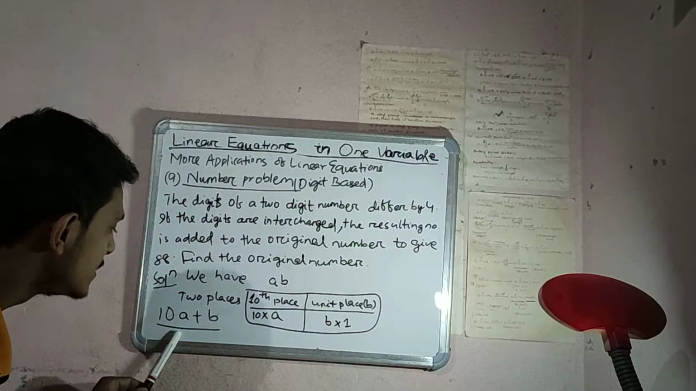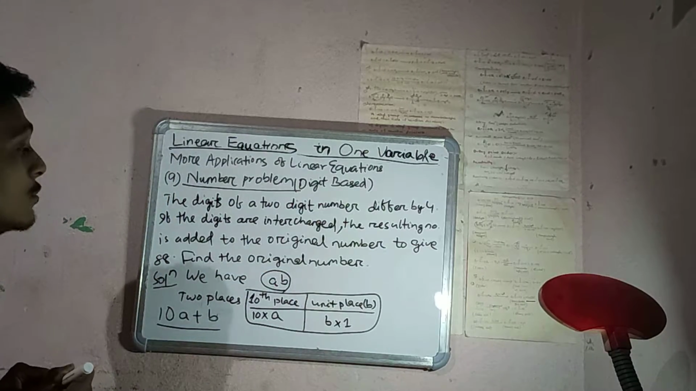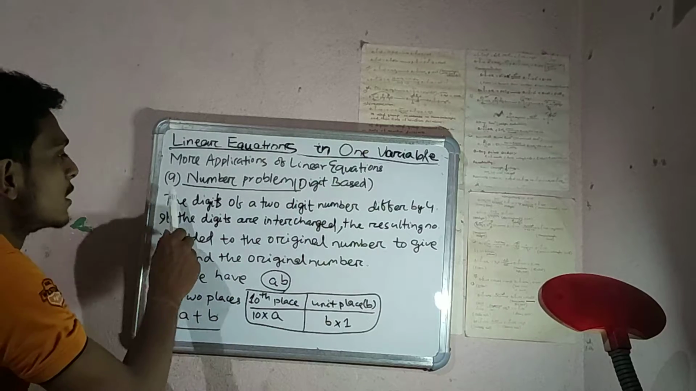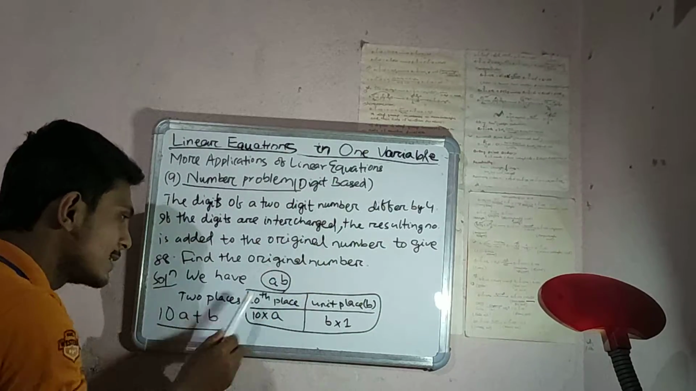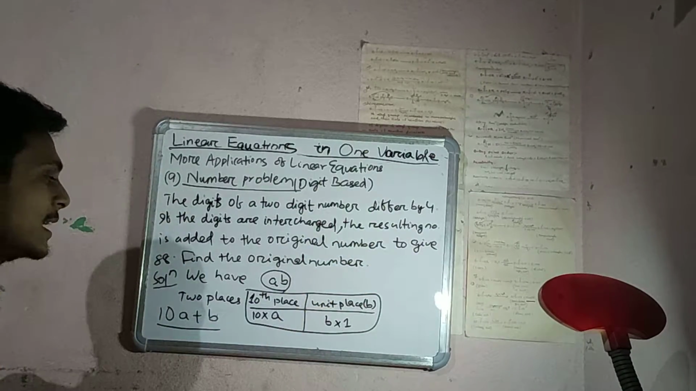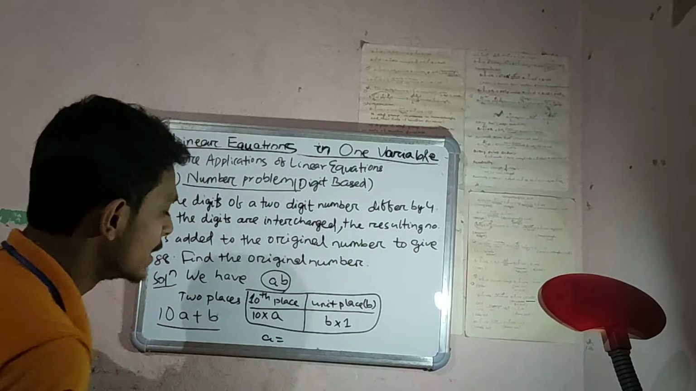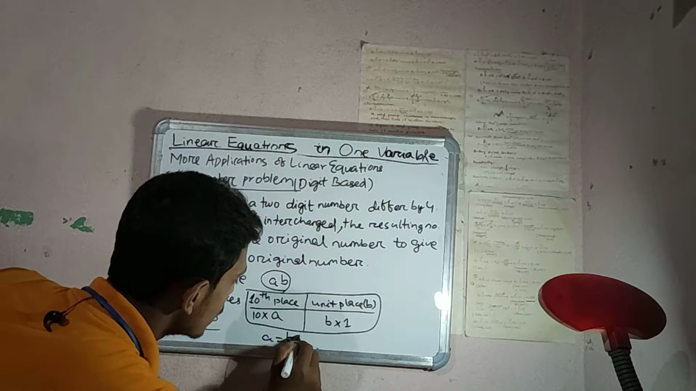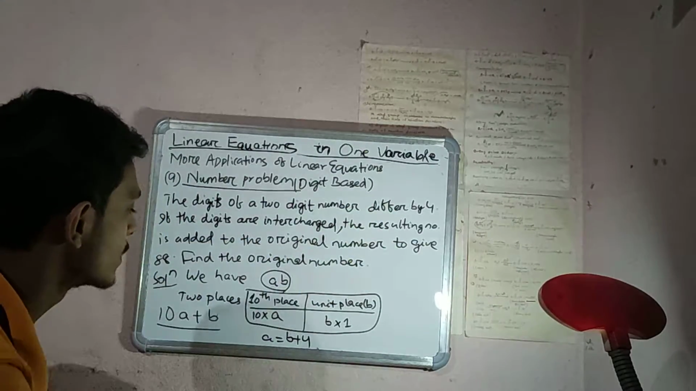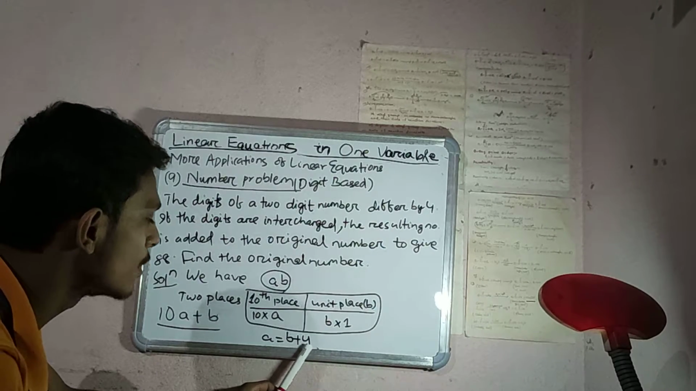This is the 2-digit number which we have to find, that is we have to find AB. But according to the question, the digits of the 2-digit number AB, 10A plus B, differ by 4. So A is equal to how much? Differ by 4 means B plus 4. Okay, A is equal to B plus 4.